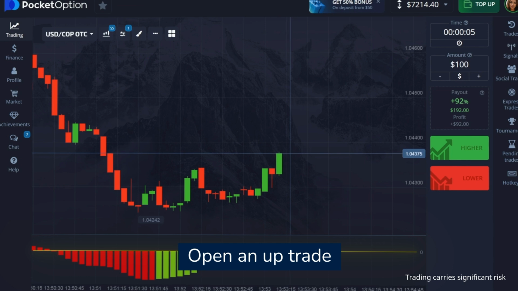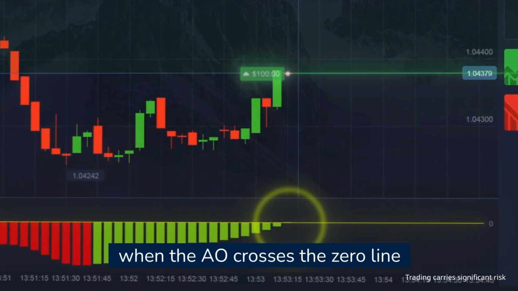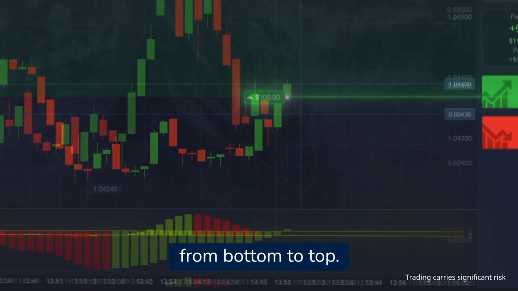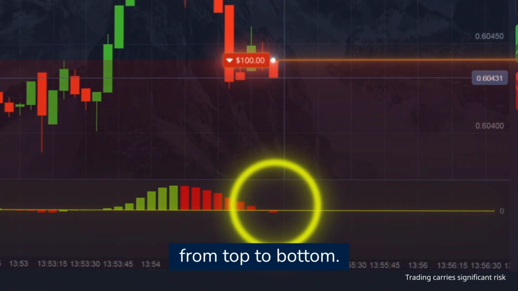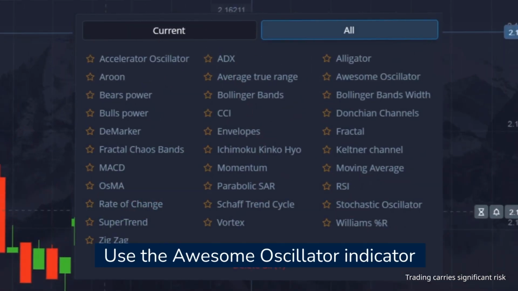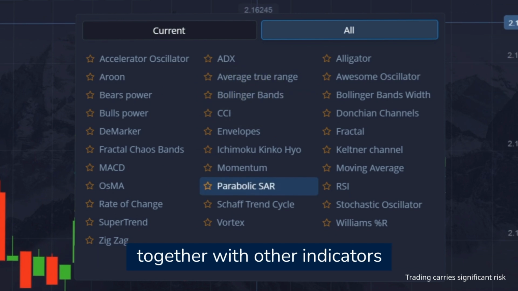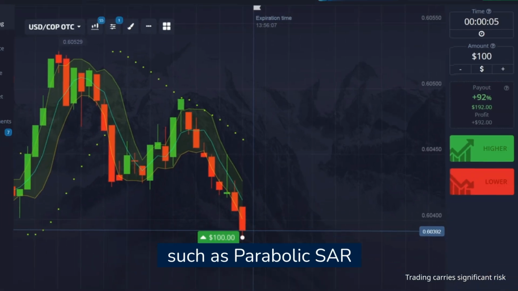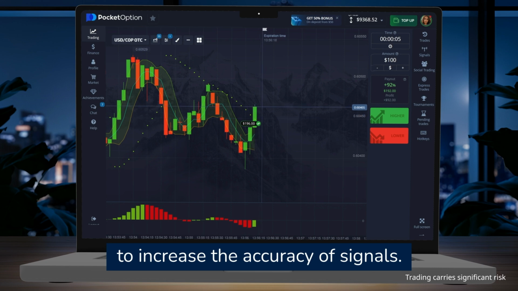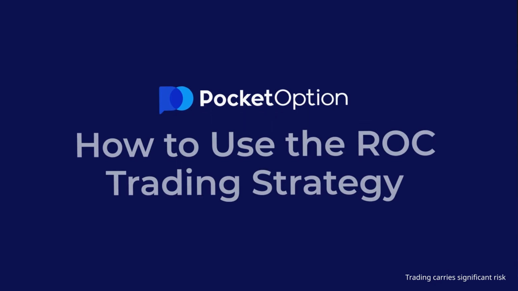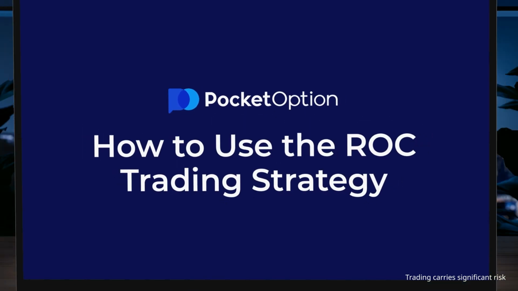Open an up trade when the AO crosses the zero line from bottom to top. Open a down trade when AO crosses the zero line from top to bottom. Use the Awesome Oscillator indicator together with other indicators such as Parabolic SAR or Bollinger Bands to increase the accuracy of signals. How to use the ROC trading strategy.